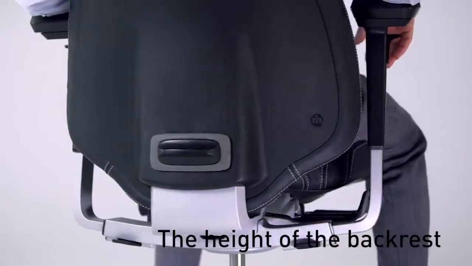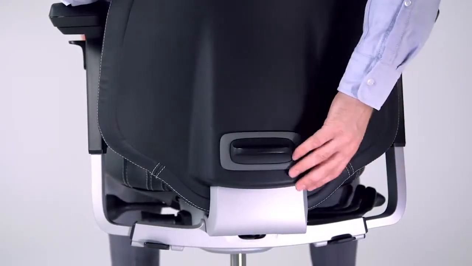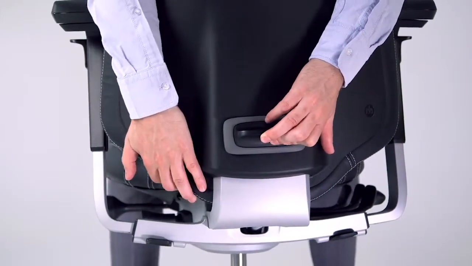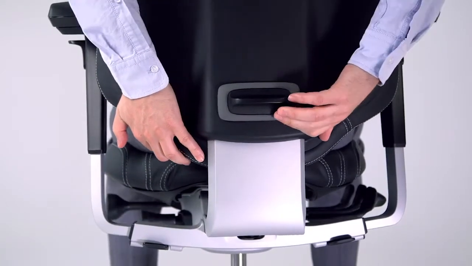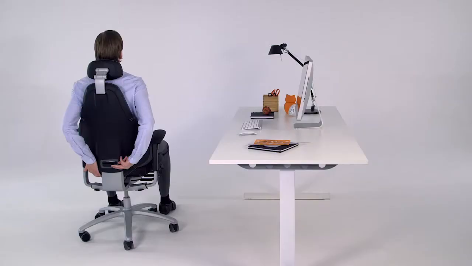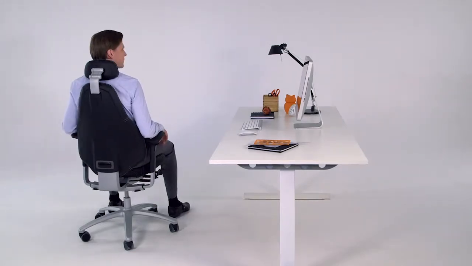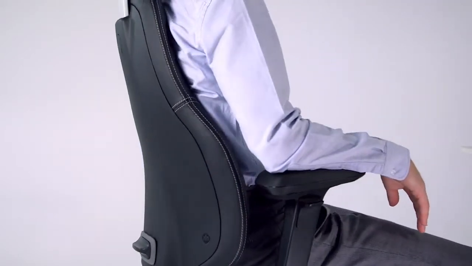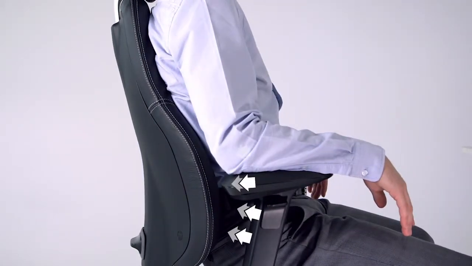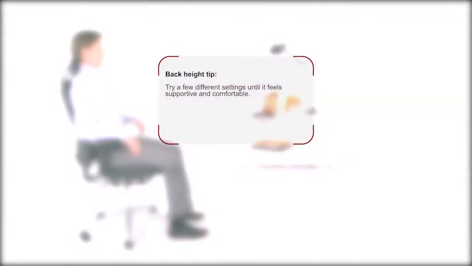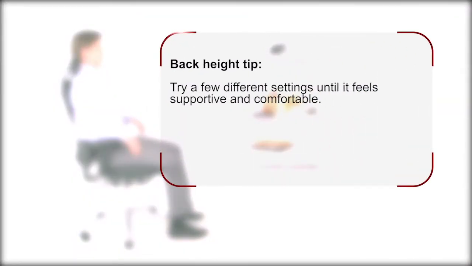The height of the backrest. Reach behind your chair and push the lever upwards, and then use your other hand to raise or lower the backrest. Release the lever to lock when you have obtained the correct back height. The key to correct back height is to be comfortable and to ensure that your lower back in particular is well supported. Try a few different settings until it feels supportive and comfortable.